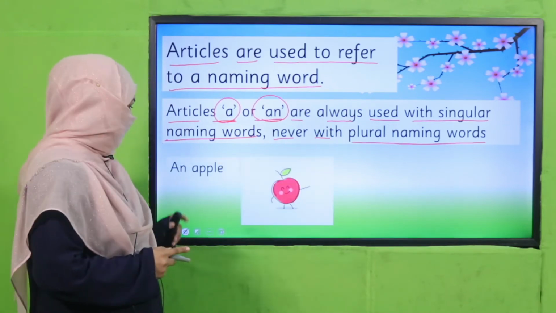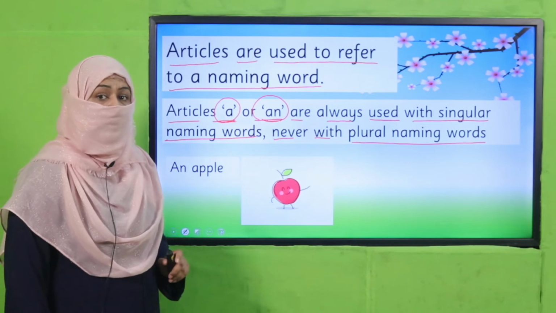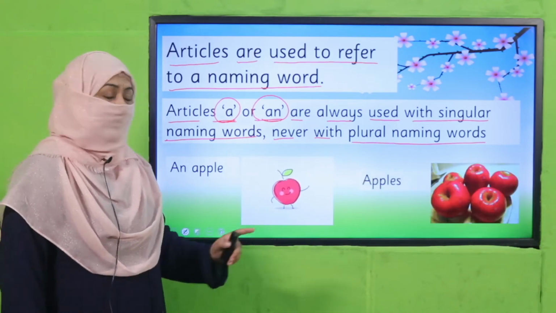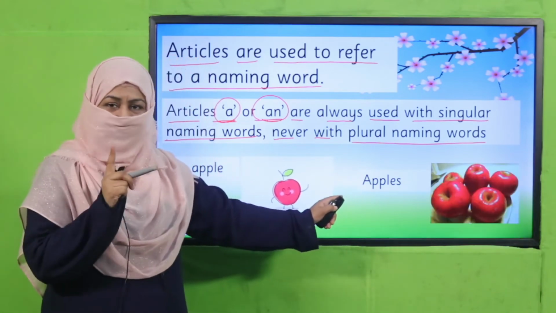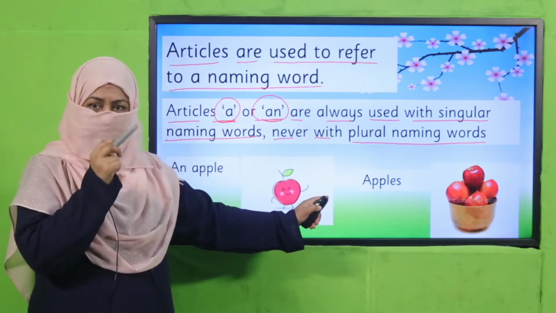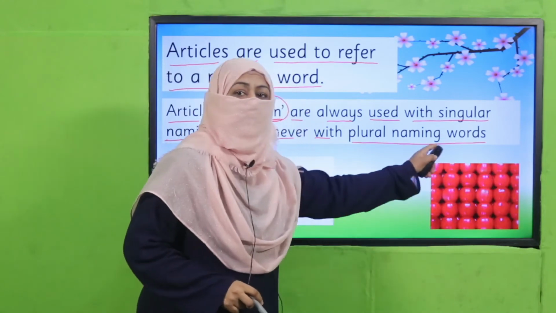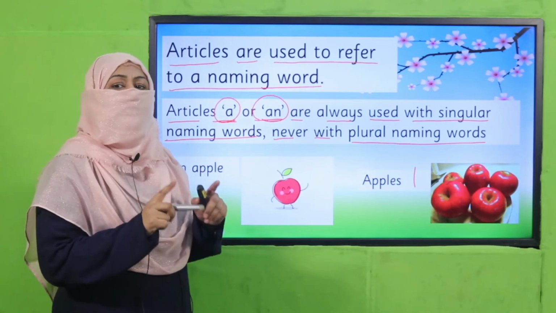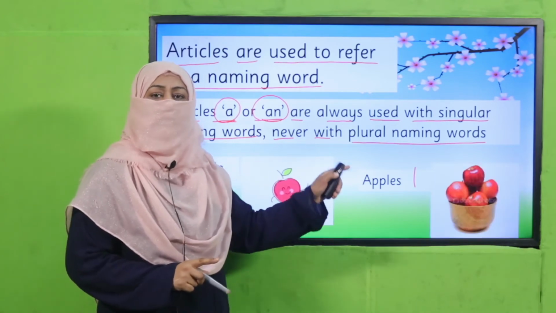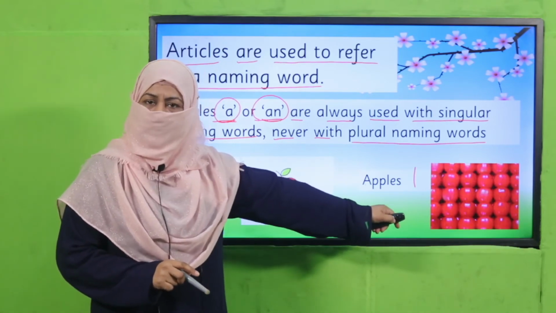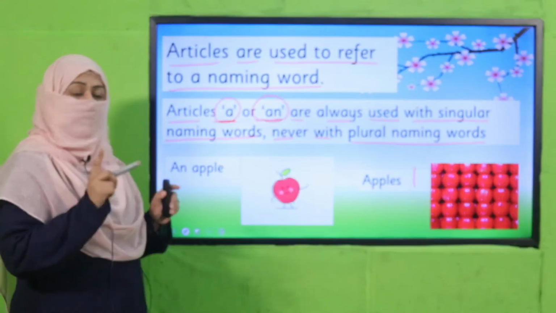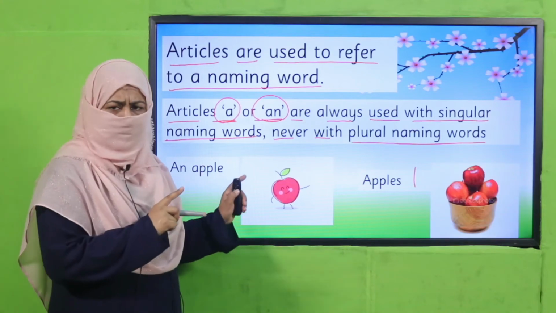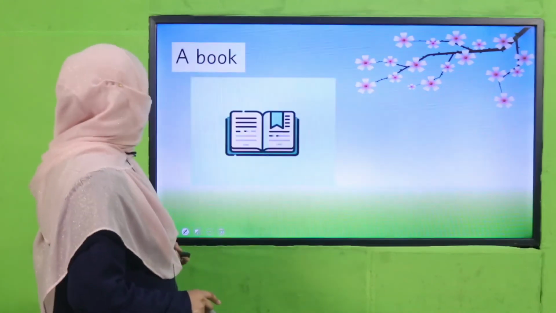For example, an apple. Why "an"? Because it is one. But if it is more than one, then it's apples, not "an apples". Apples, okay? Because it's more than one. And what are more than one? They are plural. So we don't use article "an" or "a" with plural naming words. We use "a" or "an" only with a singular naming word, right? Are you clear? Okay, let's practice it further.